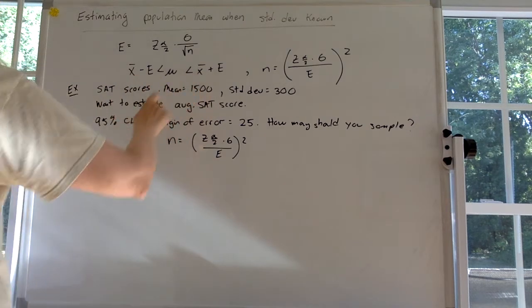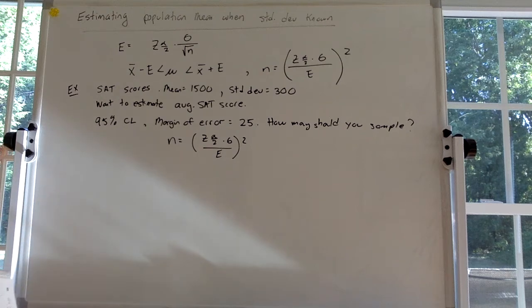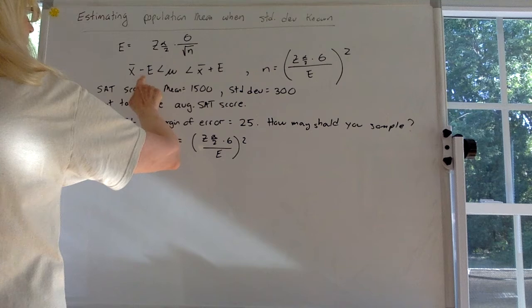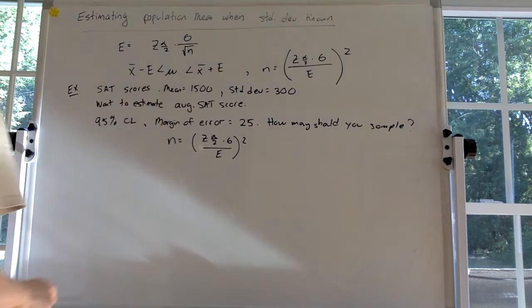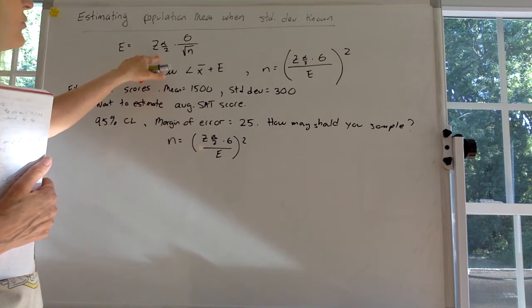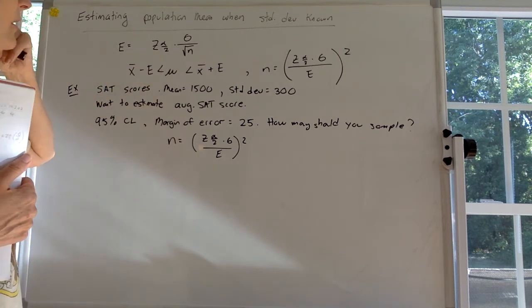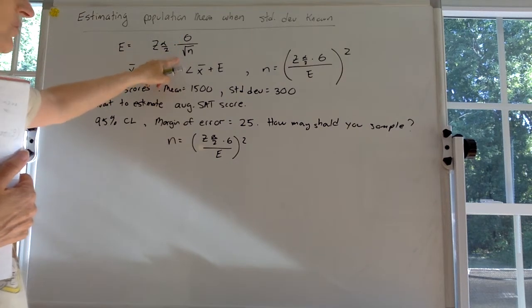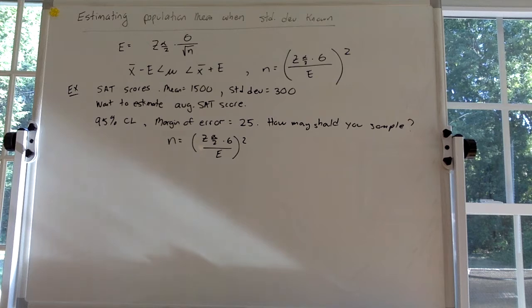And the x bar is the sample mean. So you're going to take a sample and you're going to get a mean for that sample. That's what the x bar is. And then E is what we call the margin of error. And the way that you calculate the margin of error is you multiply the z alpha over 2, which you get from the confidence level, times this population standard deviation divided by the square root of n, which is the sample size.